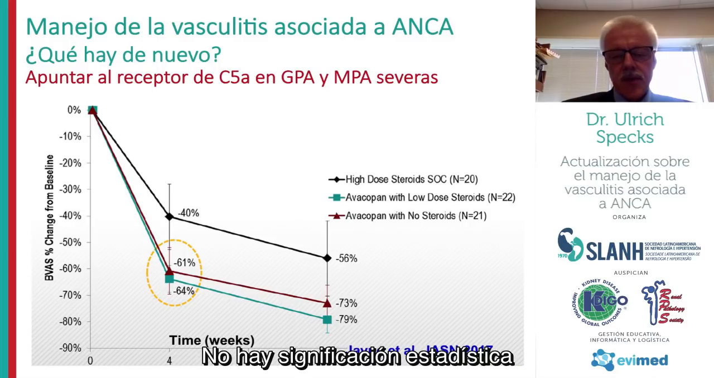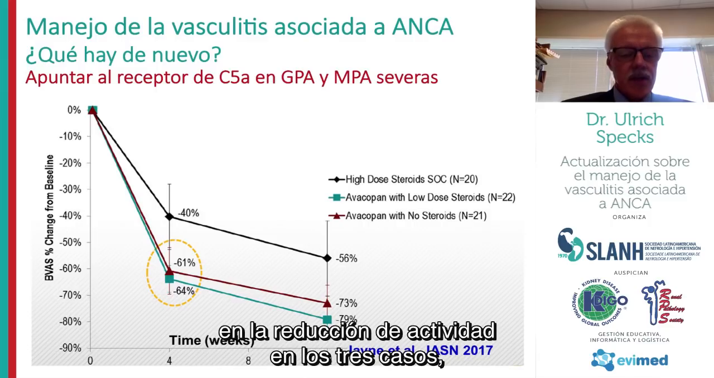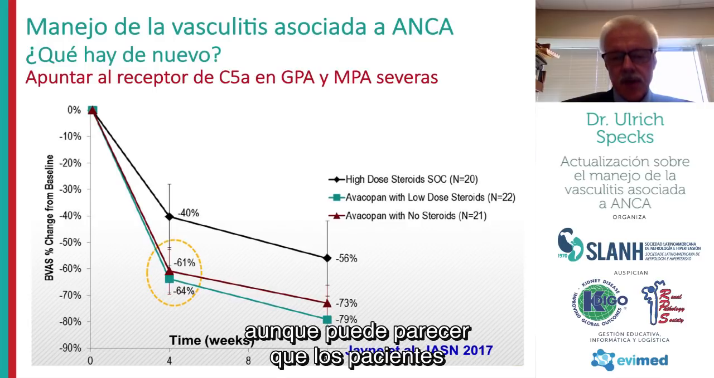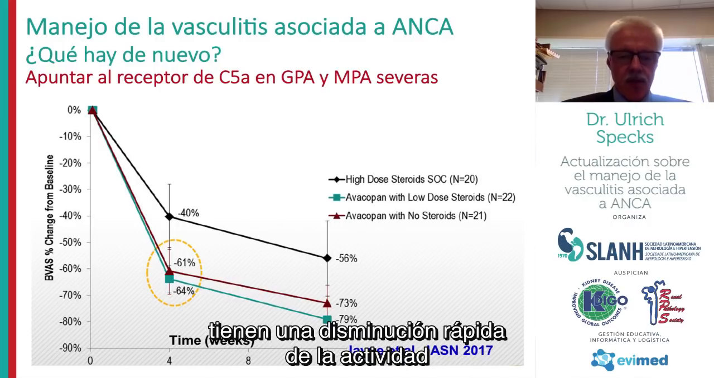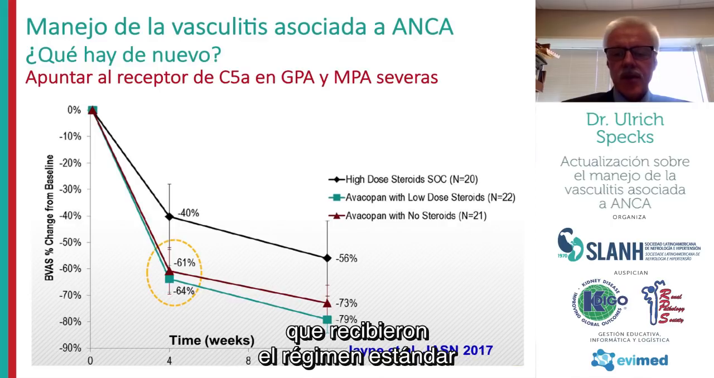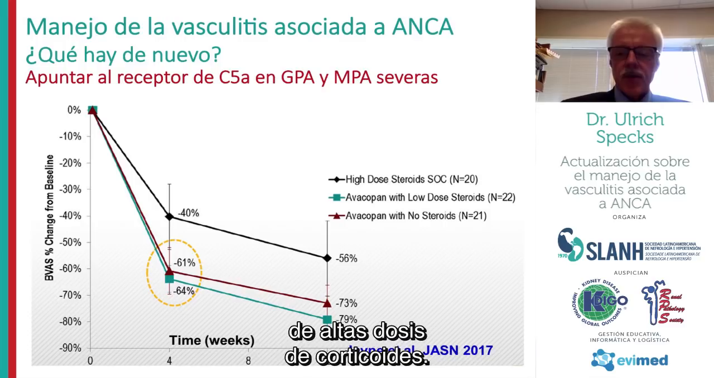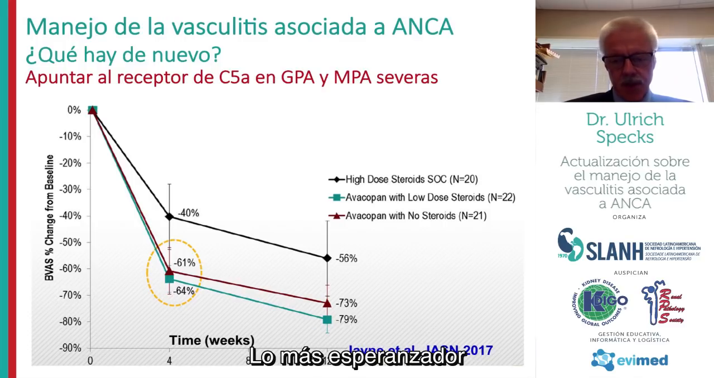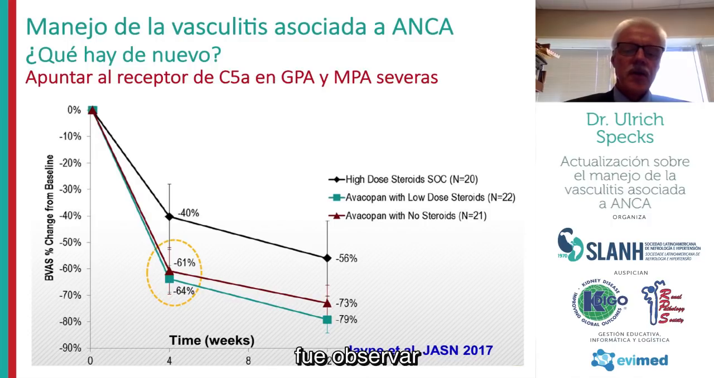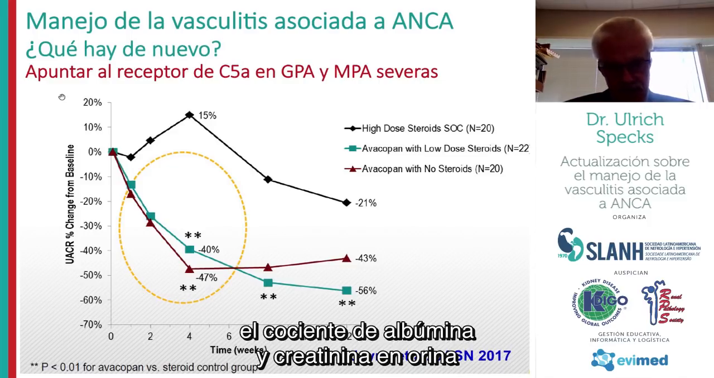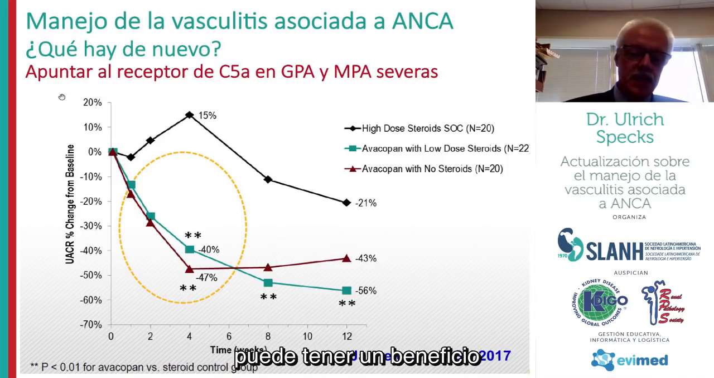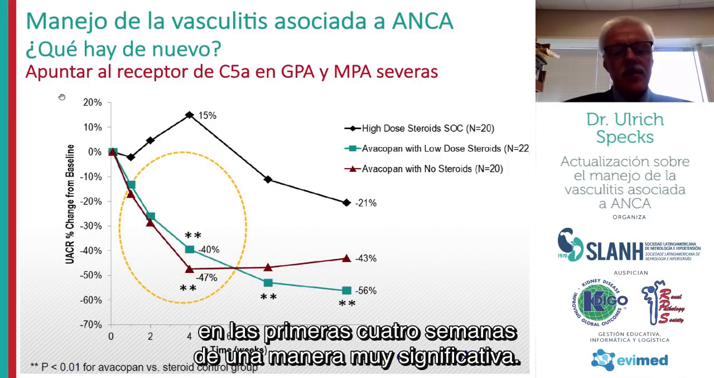There was no statistical significance of the activity reduction in all three treatment arms, even though it may appear that the patients who received avacopan either alone or in combination with low-dose steroids seemed to have a more rapid reduction in disease activity than the patients who received the usual high-dose steroid standard of care regimen. What was even more exciting was the observation that a biomarker for renal damage, the urine albumin creatinine ratio, could be beneficially affected within the first 4 weeks in a very significant manner.